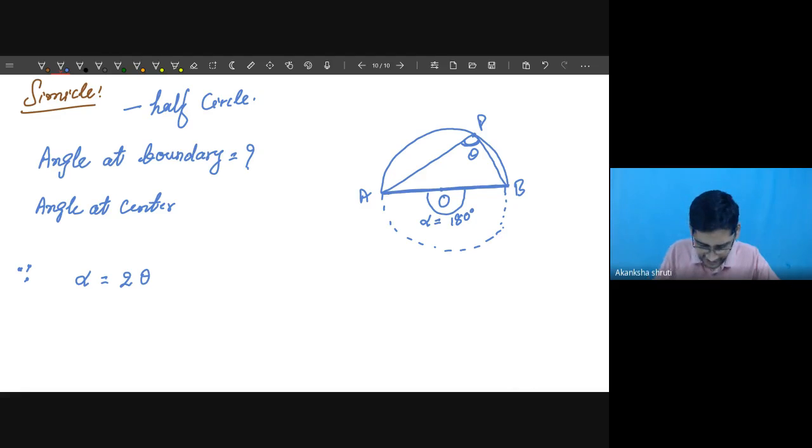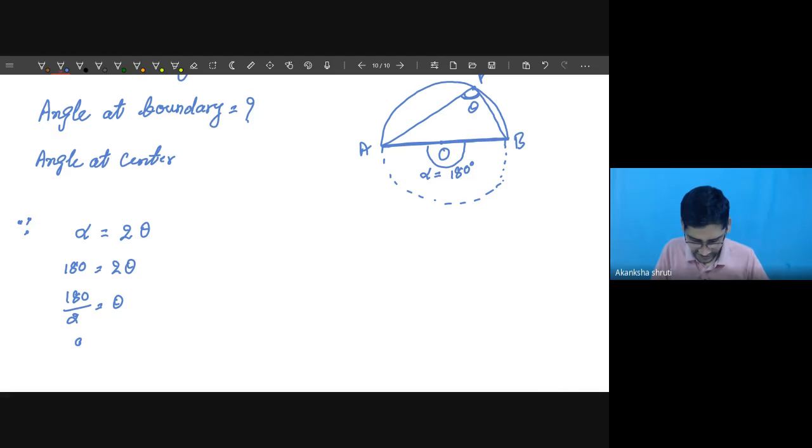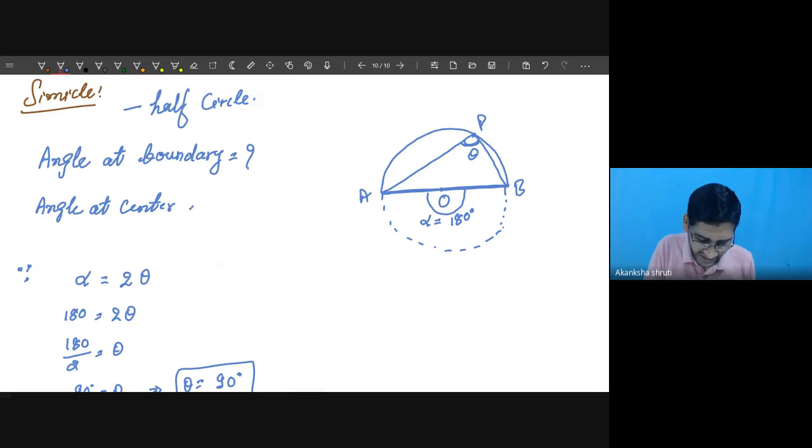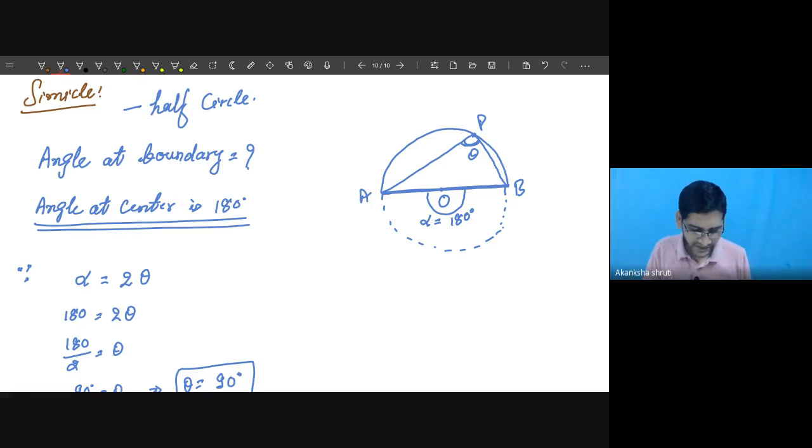Now alpha is a straight angle, so we can put 180 degrees in place of alpha, twice of theta. So what will be theta? 180 by 2 is equal to theta. So 90 degree is the value of theta. So theta is always 90 degree. Why? Because the angle at center is 180 degree, that you need to keep in mind. In this way, the angle at boundary is 90 degree, irrespective of where you are drawing.